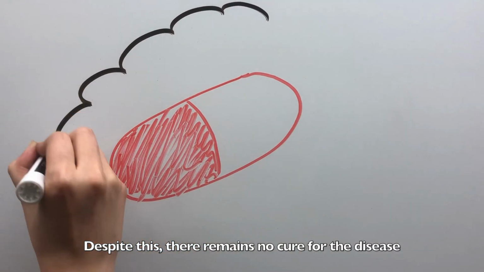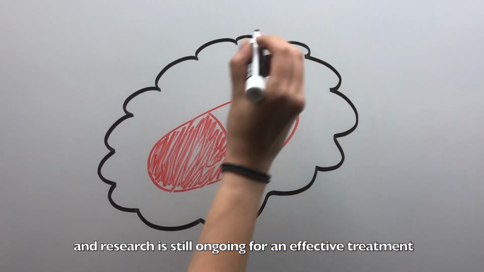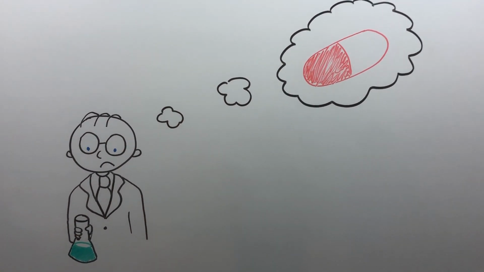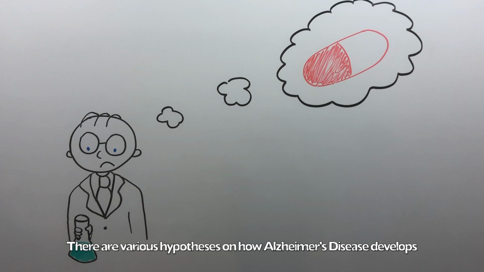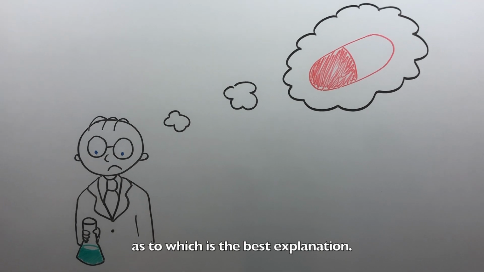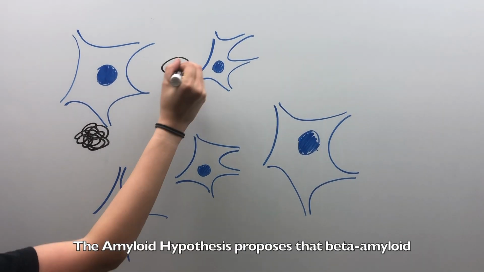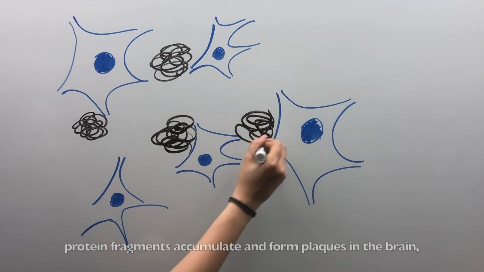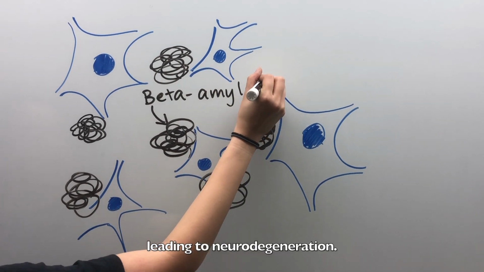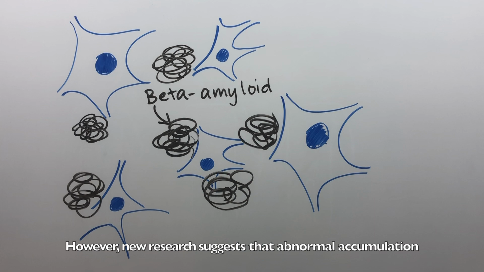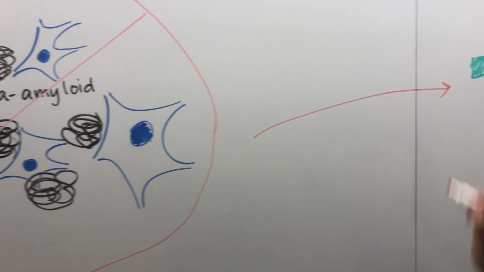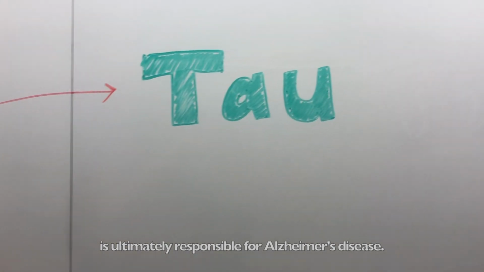Despite this, there remains no cure for the disease, and research is still ongoing for an effective treatment to delay or prevent its development. There are various hypotheses on how Alzheimer's disease develops, and there's much debate within the scientific community as to which is the best explanation. The amyloid hypothesis proposes that beta amyloid protein fragments accumulate and form plaques in the brain, leading to neurodegeneration. However, new research suggests that abnormal accumulation of tau protein, and not beta amyloid, is ultimately responsible for Alzheimer's disease.